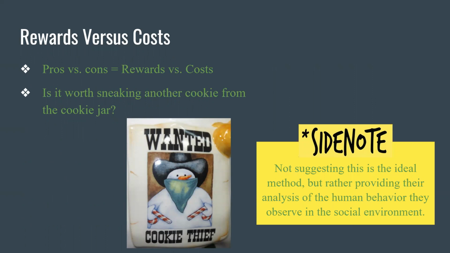We are often taught to weigh pros versus cons. This can be translated to rewards versus costs. Do the rewards of sneaking another cookie from the cookie jar outweigh the cost of mom finding out? Next, I will discuss the concept of rewards and costs in terms of social relationships. But first, I believe it is important to note that researchers are not suggesting this as an ideal method for relating, but rather providing their analysis of human behavior in the social environment.